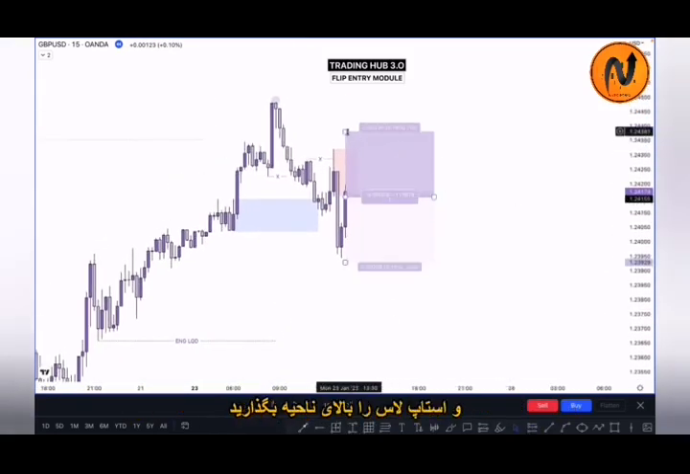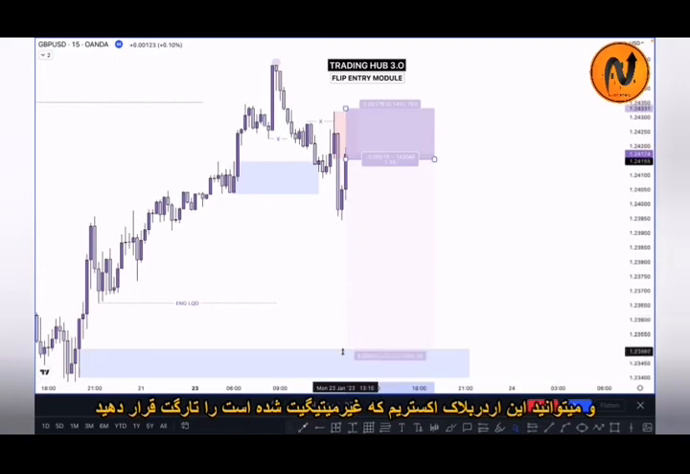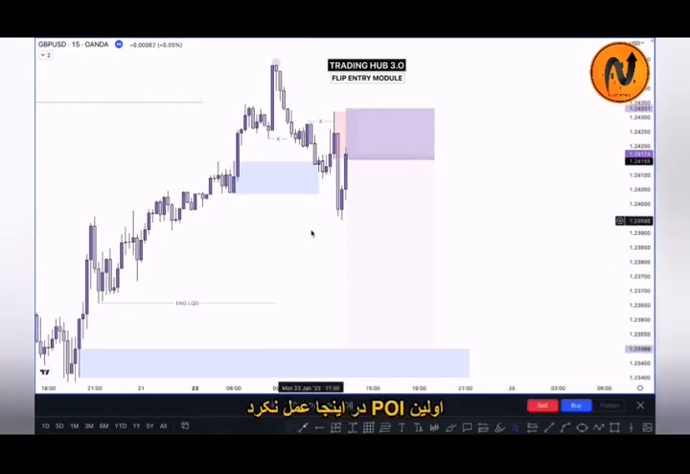And put the stop loss just above it. Why are we putting the stop loss just above it? Because this candle has taken out the actual liquidity here, and you can target this order block, which is an unmitigated extreme order block, because the first PY has also failed here.